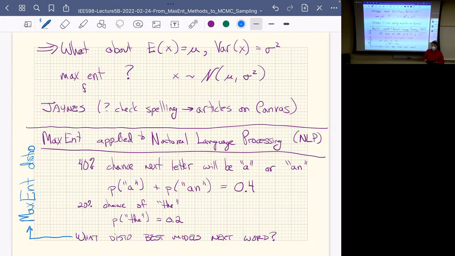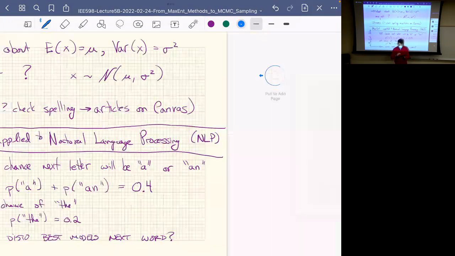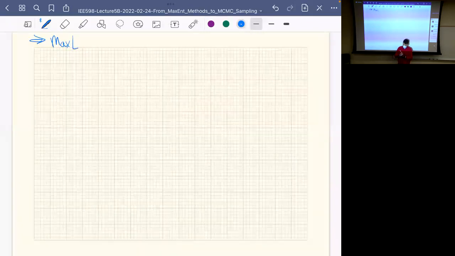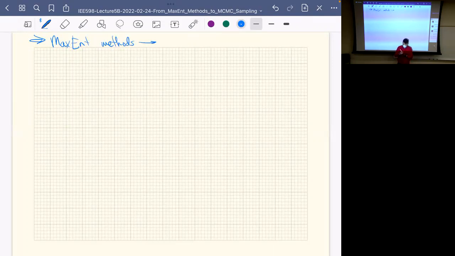Okay. So like I mentioned, people now use this not only across NLP, but MaxEnt methods are used across a wide range of other fields: anthropology, archaeology, ecology. And so how are these used?